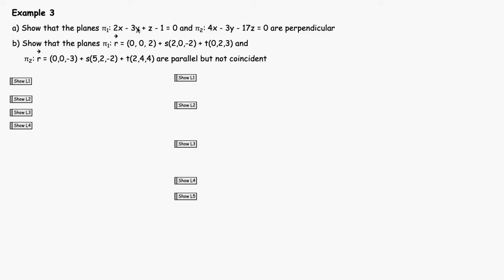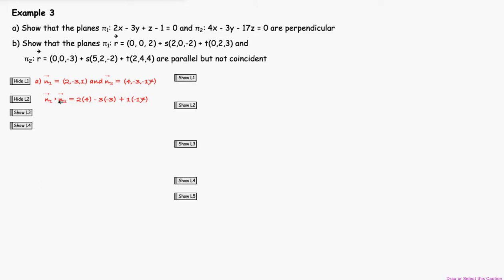Normal 1 is 2, negative 3, positive 1. Normal 2 is 4, negative 3, negative 17. And then I simply need to take the dot product of those two and see if I get 0 back. So let's see what that looks like. Normal 1 is 2, negative 3, 1, as I mentioned. Normal 2 is 4, negative 3, negative 17. I need to take the cross, not the cross. I did say the cross, but I really meant the dot. The dot product of those two.